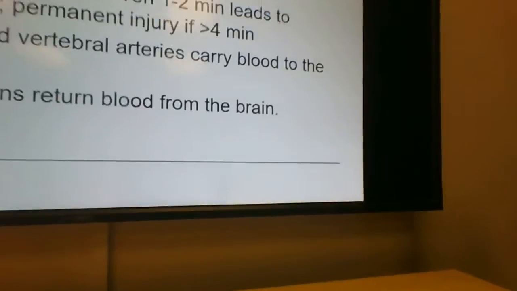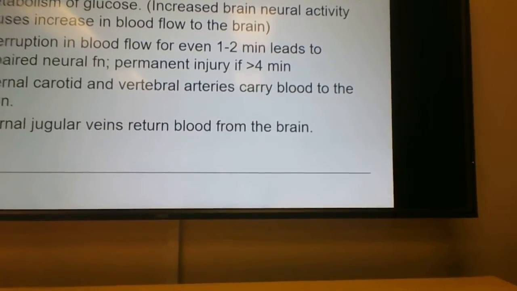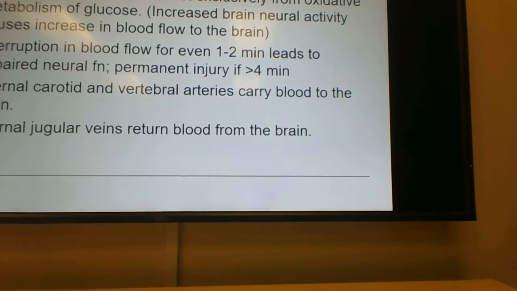Maybe I should make you guys look at this slide too a little bit here. There you go. The blood-brain barrier and the brain blood flow. The brain is going to consist of 2% of our total body weight, but it will consume 20% of the oxygen and glucose that we consume.